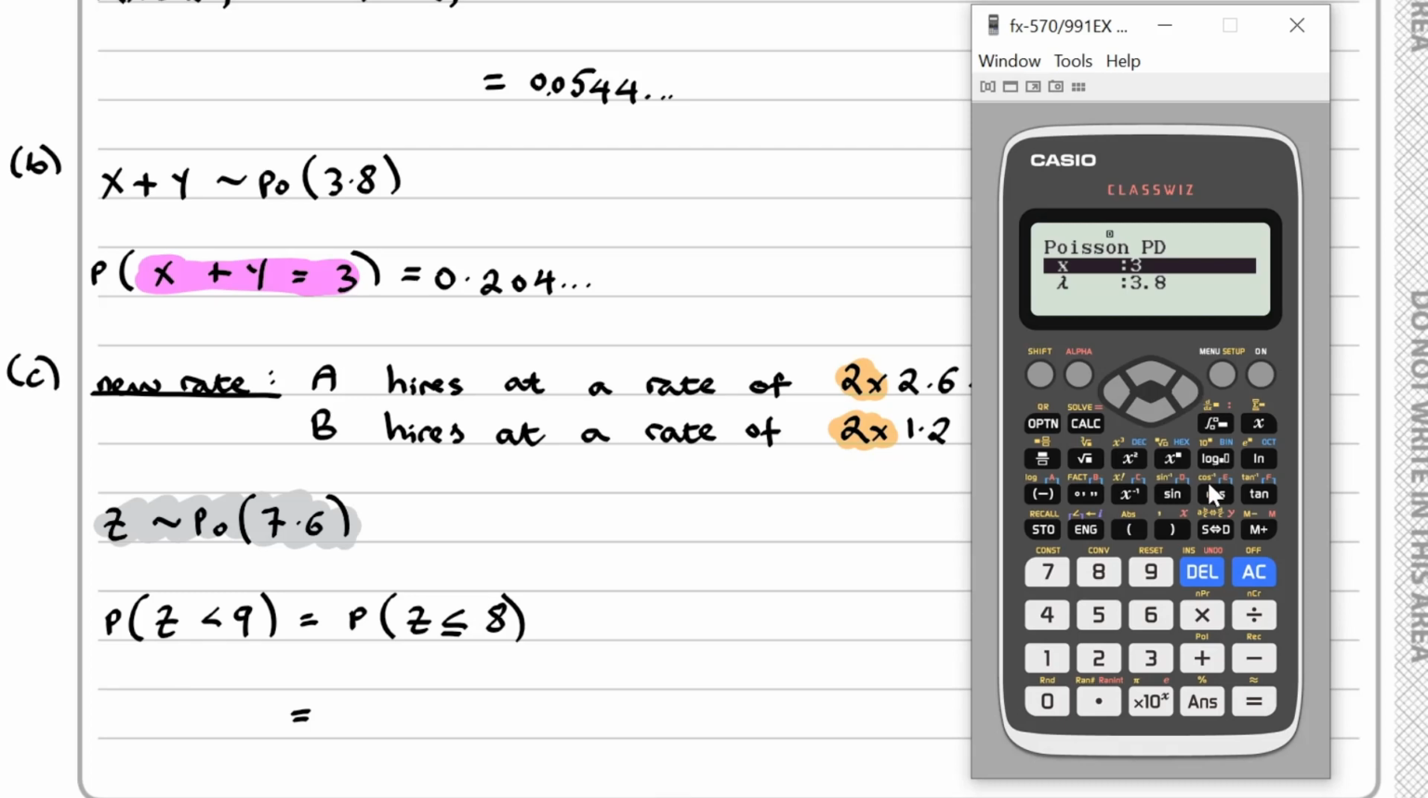here, this time, still using our distribution, we've got a Poisson cumulative distribution. We have a variable, so we have 8 over here and 7.6. So working that out, we come out with 0.648, etc.